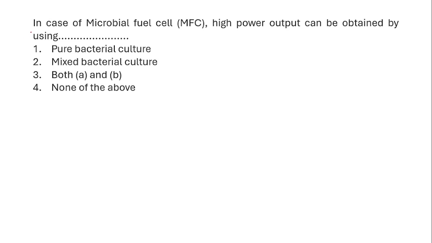So here in the case of MFC, high power output. So high power generation can be obtained by using which type of culture they are asking. The right answer is the mixed bacterial culture. So if we use different types of bacteria in the MFC, the power output will be very much higher than the pure bacterial culture. Okay.